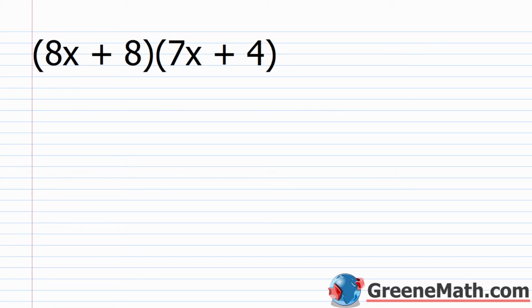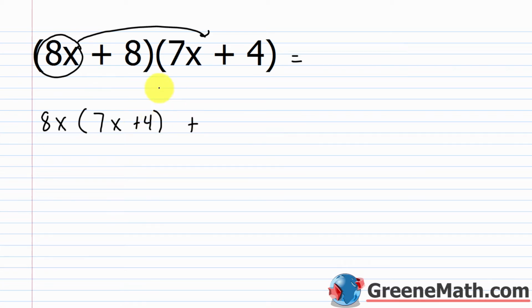All right, let's take a look at another one. We have 8x plus 8 times 7x plus 4. So again, I'm going to take each term of the first polynomial and multiply it by each term of the second polynomial. So I'm going to do 8x times 7x plus 4. And then plus, next I'm going to do 8 times, again, 7x plus 4.